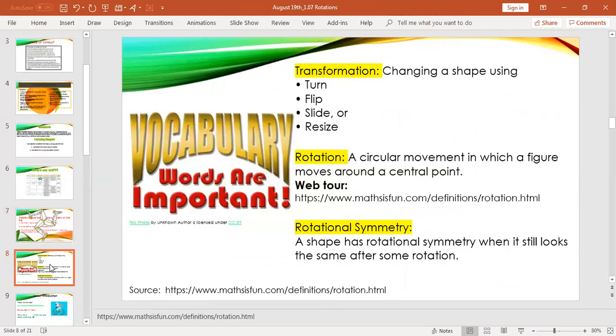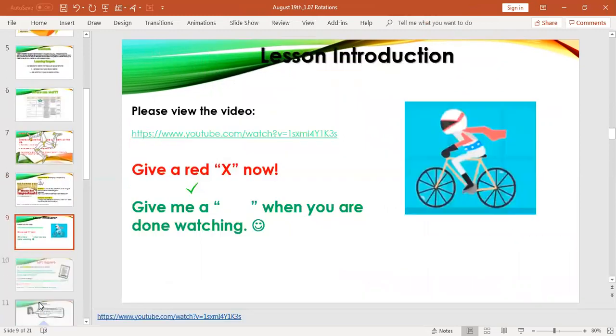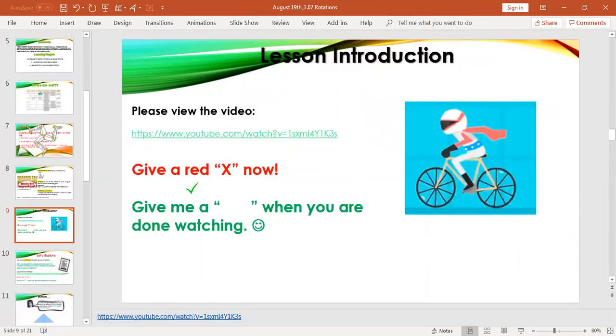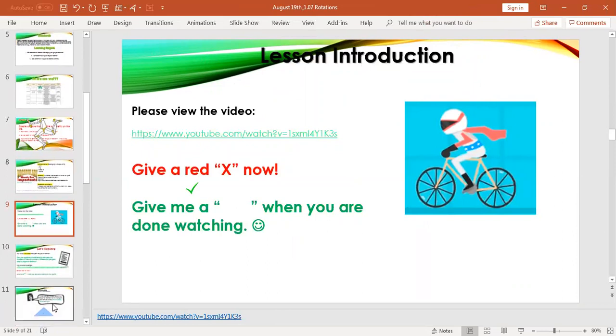So rotational symmetry: a shape has rotational symmetry if it maps onto itself after some rotation. So we all have rotational symmetry. If you turn 360 degrees, one full turn, we're facing the camera. We map onto ourselves, so we have rotational symmetry. However, all figures have rotational symmetry of 360 degrees. We have this video. I'm not sure I'm going to be able to show that to you, so let's just move on.